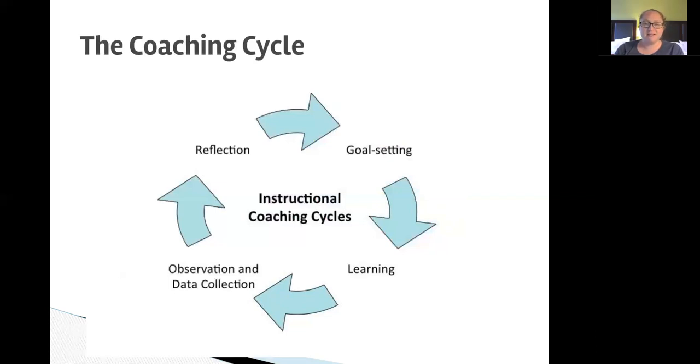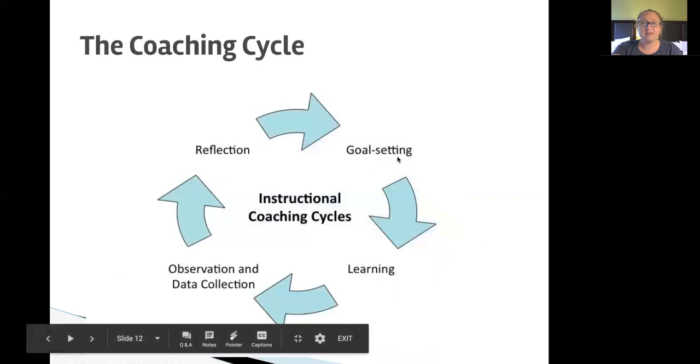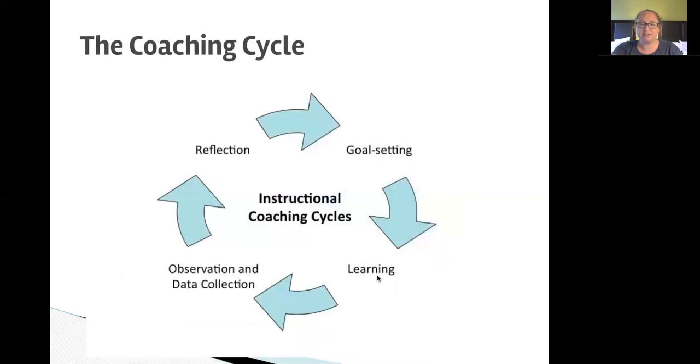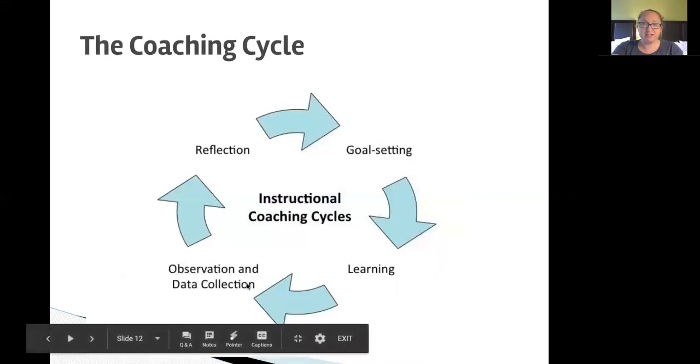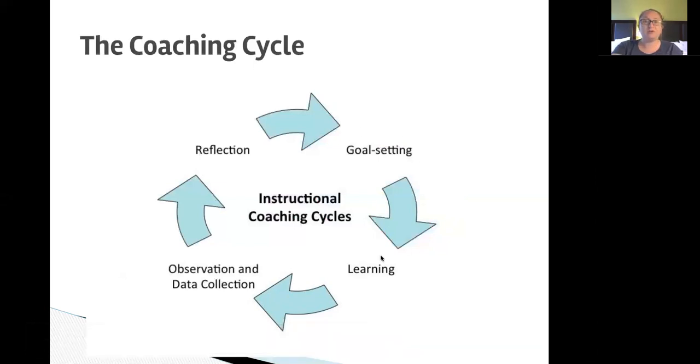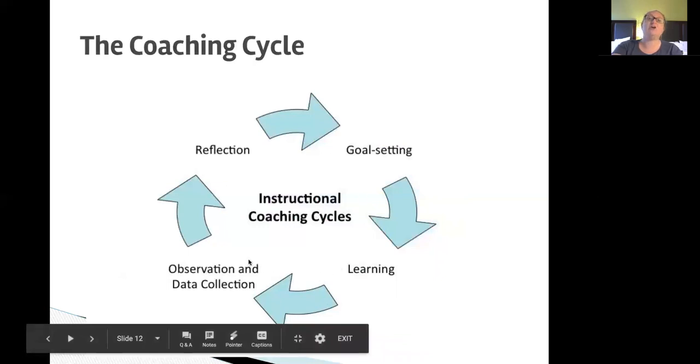So you can see coaching is a cycle, right? It's not linear. There's not a start and an end point. It's iterative. It constantly goes through this cycle where it really starts out with goal setting. And then once you set a goal, you learn about it, like you do a little bit of research. You do some observation for the purpose of collecting data. And then once you do all that, then you reflect, right? And once you reflect, you set a new goal. And then you learn more about the new goal. And you can see you're just going to keep going through this with a teacher over and over again. Makes sense, right?